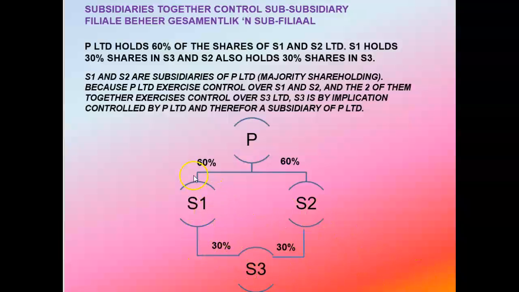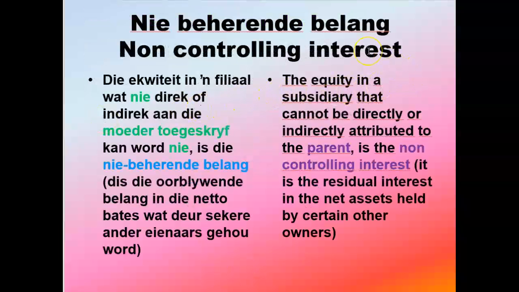So therefore, we must actually decide, what do we call these outside people? We call those outside shareholders the non-controlling interest. So P controls, but he doesn't have all the shares. So there's some other people who are the non-controlling interest shareholders. So what is non-controlling interest? We say the equity in a subsidiary that cannot be directly or indirectly attributed to the parent company is the non-controlling interest. So it is the residual interest in the net assets held by certain other holders.